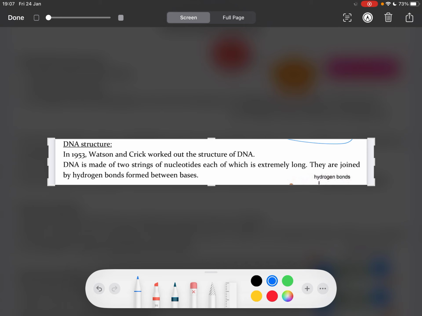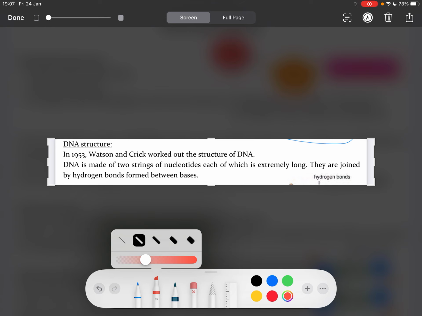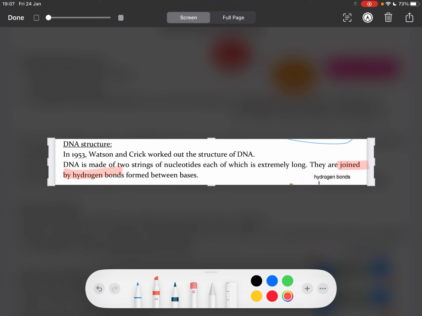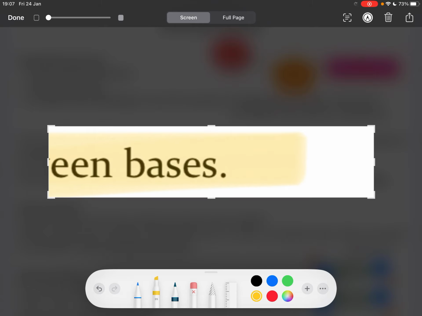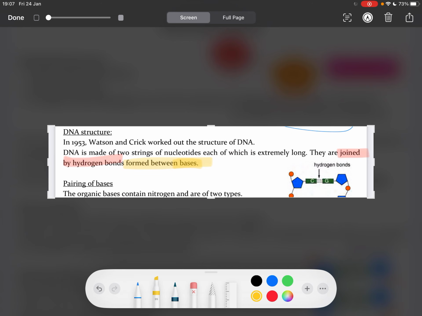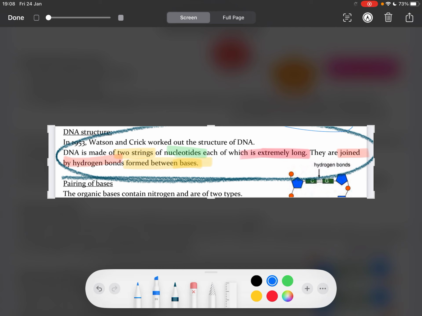I know this might sound easy, and it is easy, but we need to focus on some stuff. First important point: they are joined by hydrogen bonds, and they are formed between the bases. And in Oxford, they really love the word bases. Whenever you have the chance of putting bases, just put it. We also need to know that it's made of 2 strings, that it's extremely long, and that it's made of nucleotides. And we need to know the name of all this, which is the DNA.